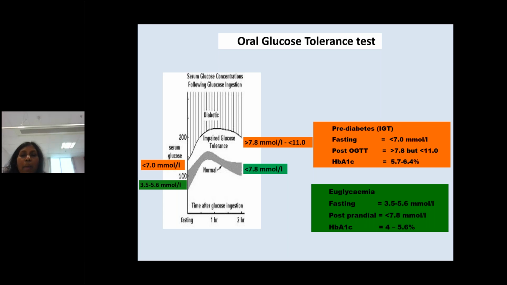If you think about this, the fasting should be normal, less than 7 millimoles per liter, whereas post glucose load, it should be more than 7.8 but less than 11, because anything more than 11.1 is diabetic range. The HbA1c is between 5.7 and 6.4%.